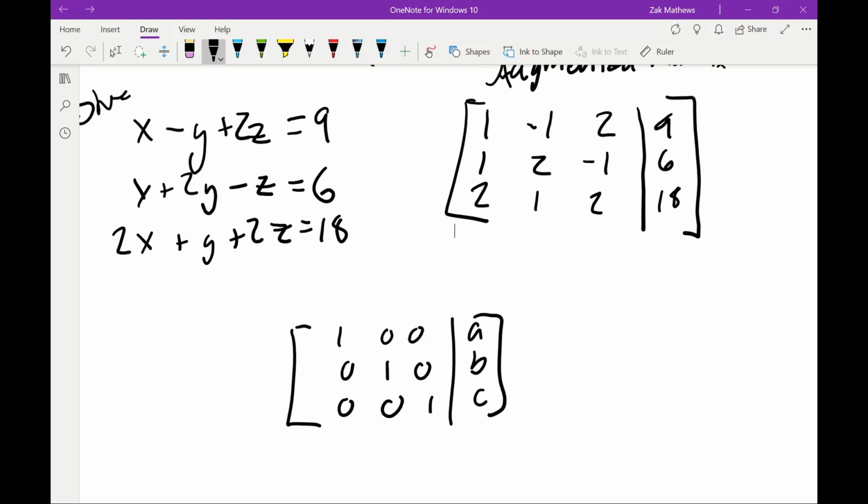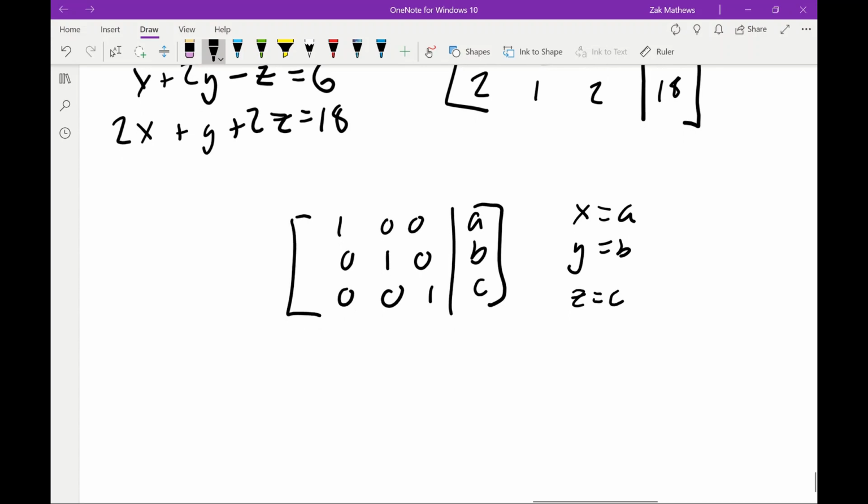If we think about why we want the matrix to look like this, what this is saying is we have 1x, 0 y's, 0 z's equals a. Or simplified, x is equal to a. The second line is saying 0 x's, 1 y, 0 z's equals b, or y is equal to b. The third line is saying 0x, 0y, 1z is equal to c, or z is equal to c. So once we get this line of diagonals, ones on the diagonal and zeros everywhere else, we have our solutions. It doesn't matter how big this matrix gets.